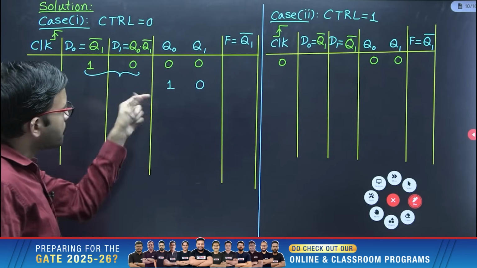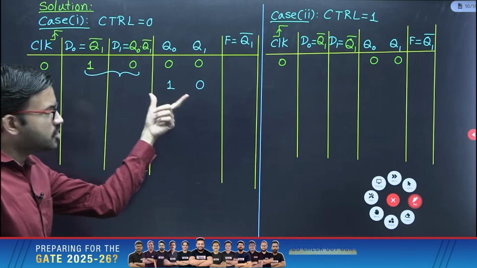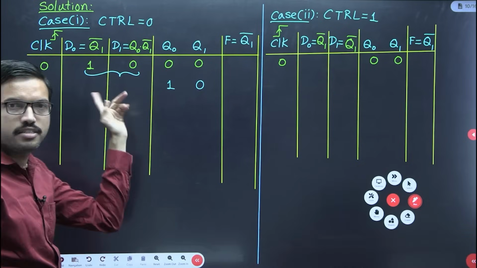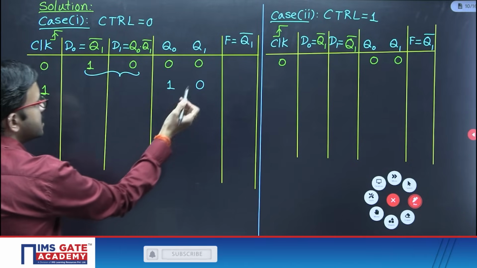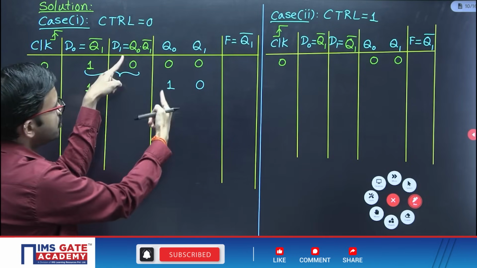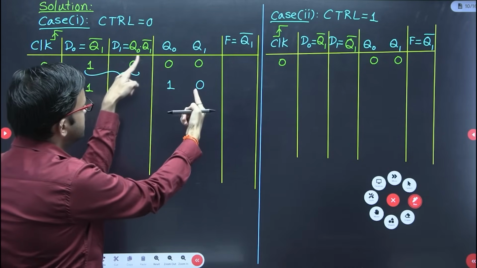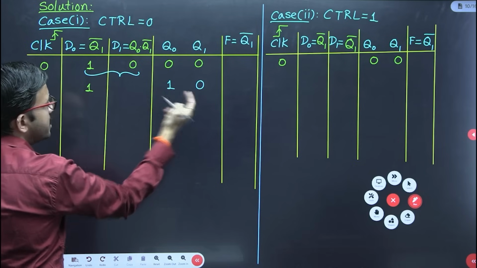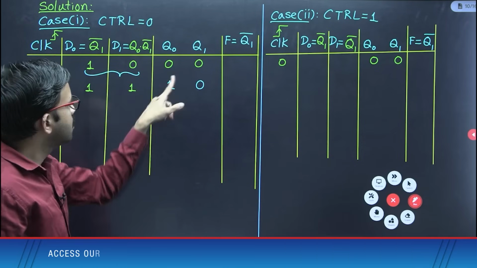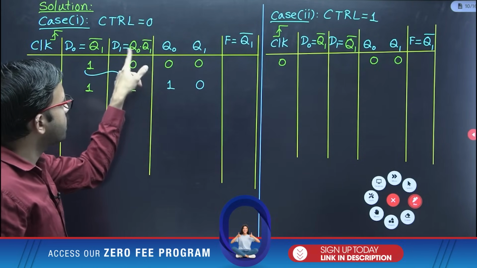Now after applying the first positive edge, you got the state like this. Based on these values, you have to determine the inputs. Here, once again, Q0 bar is 1. Q0 is 1. Next, Q0 bar will be 1, so 1 into 1 will be 1. I am repeating once again, Q0 value is 1, Q1 value is 0, Q0 bar is 1, and 1 into 1 is 1.